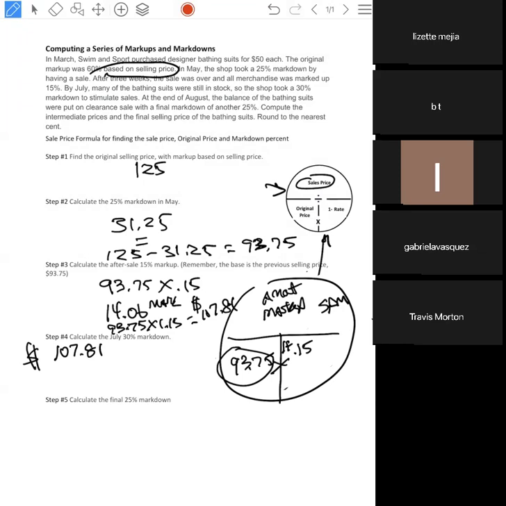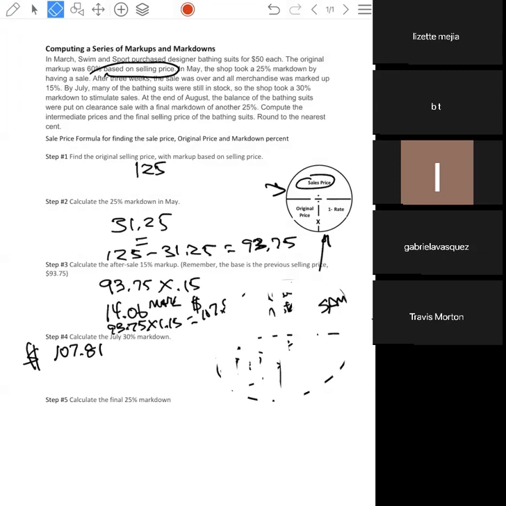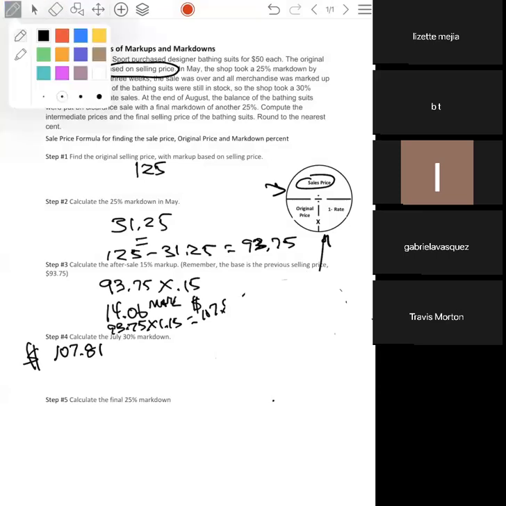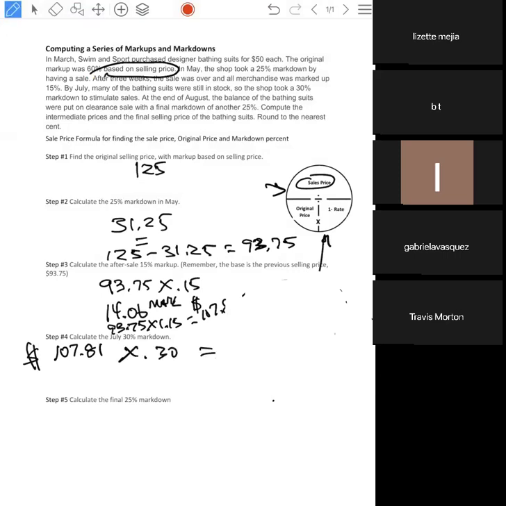However, things are really slow. And July rolls around and you know what? They're just not selling. We're getting near the middle of summer. People aren't buying bathing suits like they were. So now I want to go ahead and mark it down by another 30%. So again, I could just simply multiply the 107 by 30%, and that would give me the markdown amount.